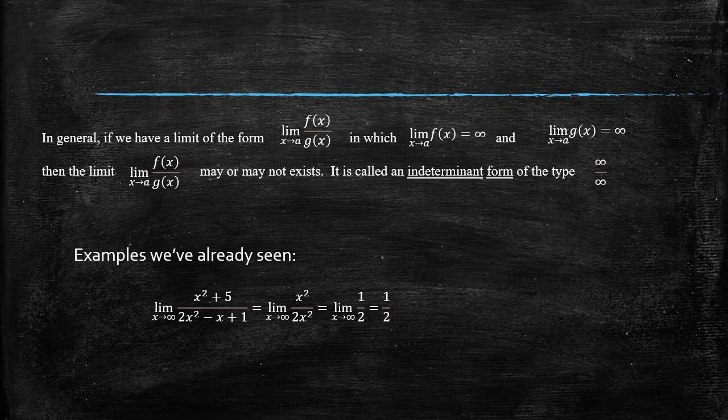So let's say, for example, we're taking the limit as x goes to infinity of x squared plus 5 divided by 2x squared minus x plus 1. We can disregard everything except for the leading term in both the numerator and the denominator. Reduce your fraction, and we see that the limit is equal to 1/2.